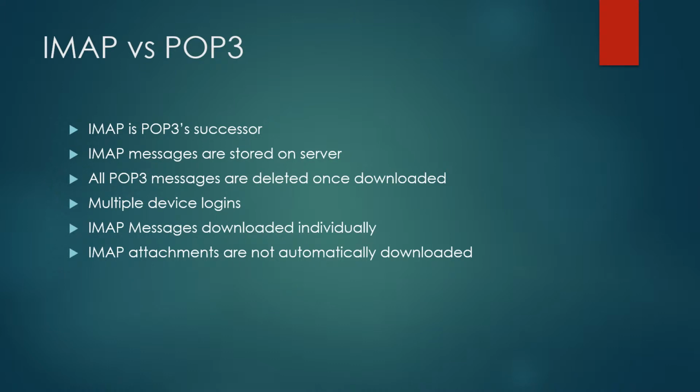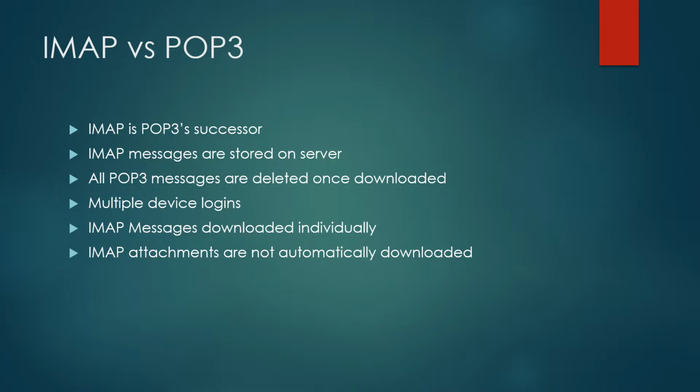Now that we've done an overview of the technical breakdown of IMAP, we're just going to do a little comparison and see the differences between IMAP and POP3, the protocol that we viewed last week. IMAP is actually POP3's successor, so it is the protocol that came out to actually replace POP3. The main differences between the two are how the messages are delivered to the user client. In IMAP, the messages are stored on a server and they can be viewed and manipulated as you would like.